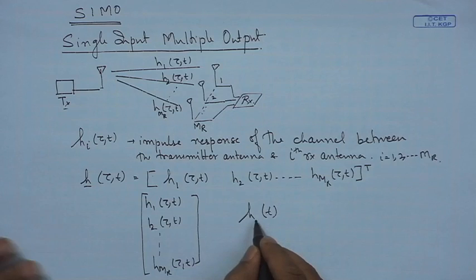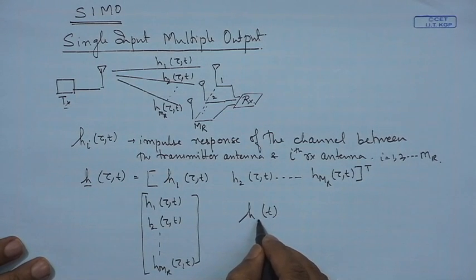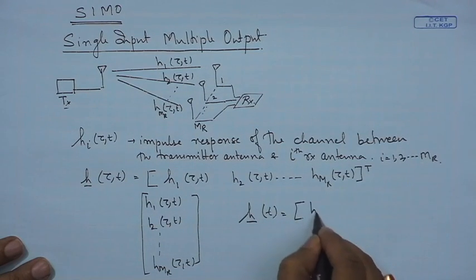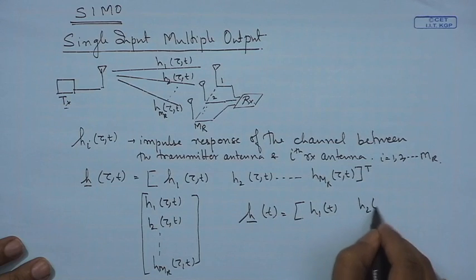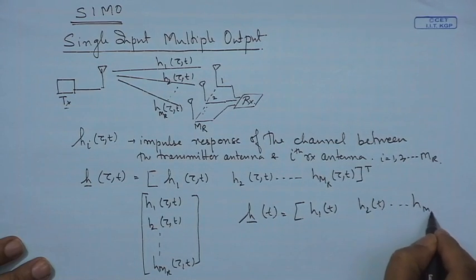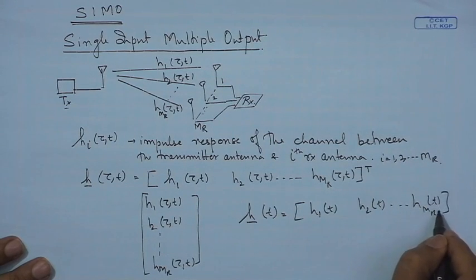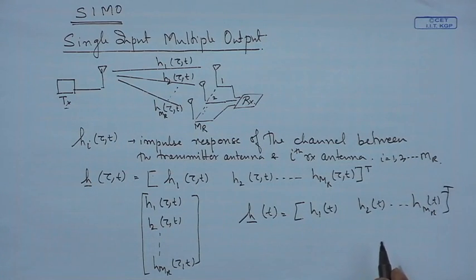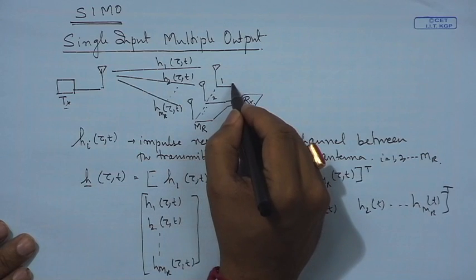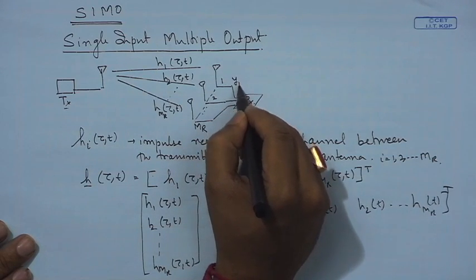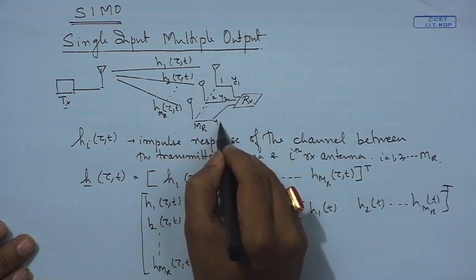So usually we would write h of t is equal to h1 of t, h2 of t up to h M_R of t, transpose. This is mostly what you would encounter for the single input multiple output channel. And the received signal, so what we are going to get here is y1, y2, y3.